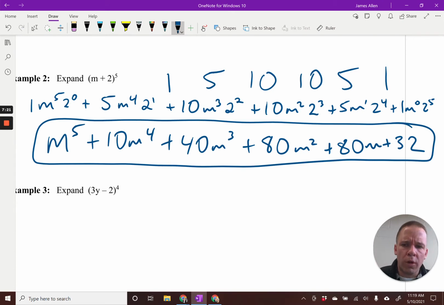Next one. Ooh, little curveball here. We got a 3y. Okay, so now not only do we have a coefficient with that variable, right? So let's try expanding that one. See what you can do. Hit pause and then play whenever you're ready, and you'll see some of the work pop up.